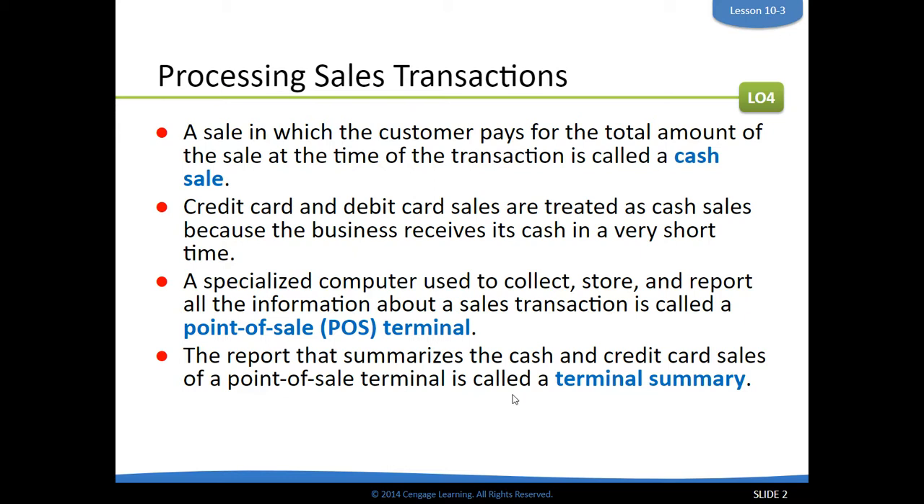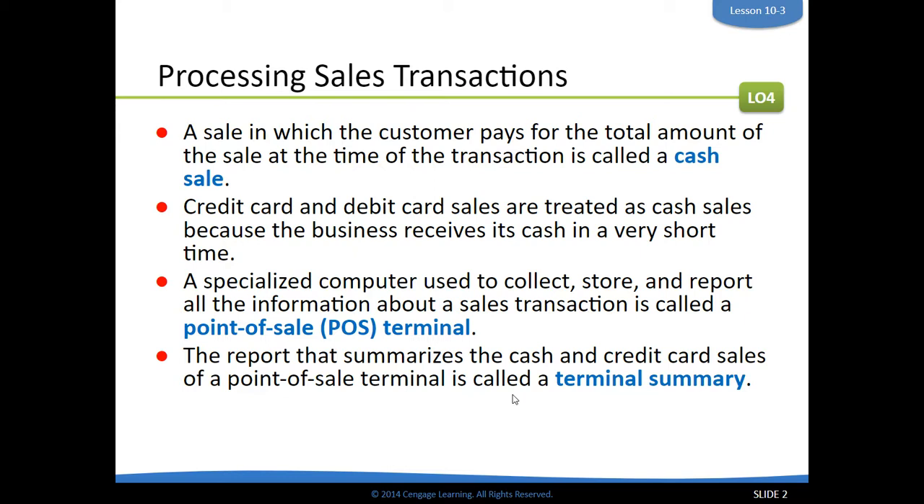Before we begin, we need to be familiar with a couple of terms that deal with processing sales transactions. The first is a cash sale, and that's a sale in which the customer pays for the total amount of the sale at the time of the transaction.